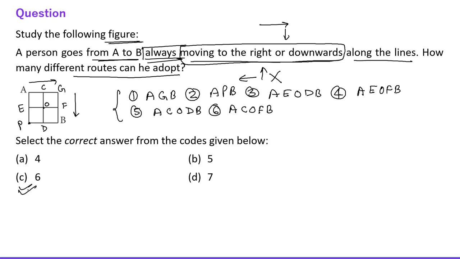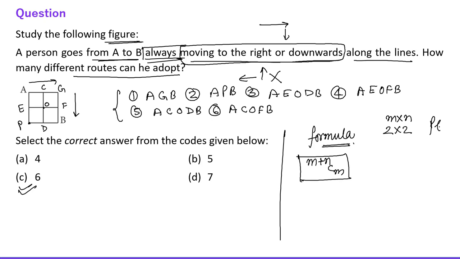But if you want to do this question from a mathematical formula, this is actually a 2x2 grid. So let's say this is M cross N. The mathematical formula is (M plus N) C M, and the topic is permutation and combination. So this is (2 plus 2) C 2, which is 4 C 2, and the value of 4 C 2 is 6.